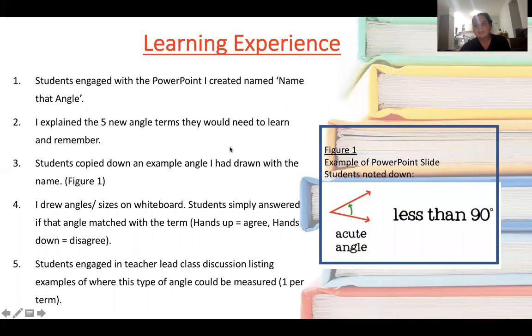So in learning experience 1, students engaged with the PowerPoint I had created. I provided students with 5 new angle terms accompanied by 5 definitions and visuals. Students copied down these terms, allowing them to revisit them if needed before the test. I drew angles on the board to match the definition, some true and some false. Students raised their hand if they agreed, and kept their hands down if they disagreed.